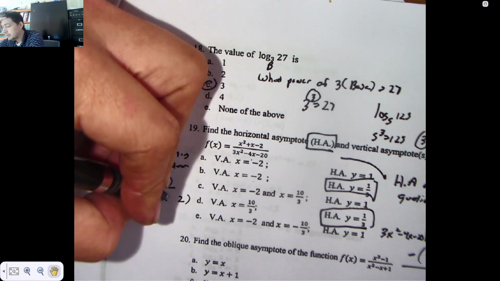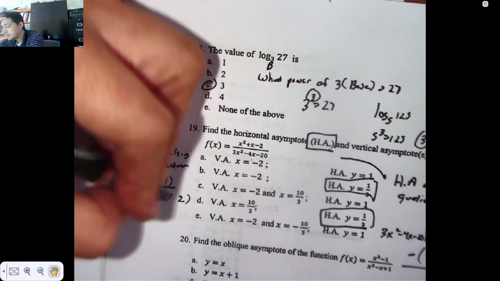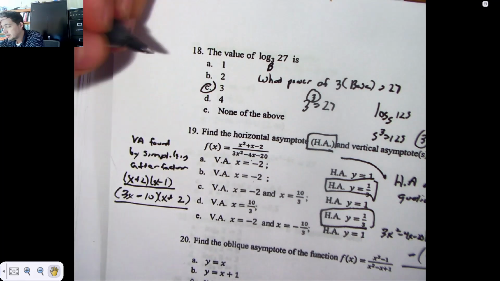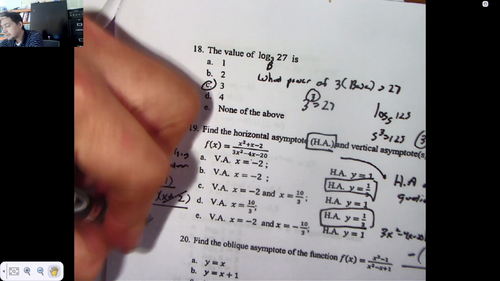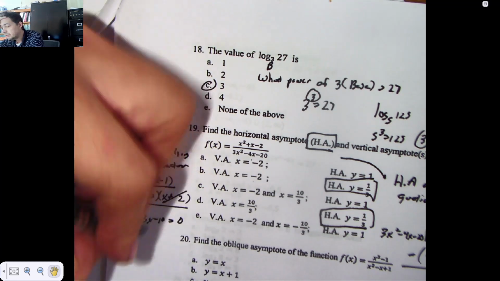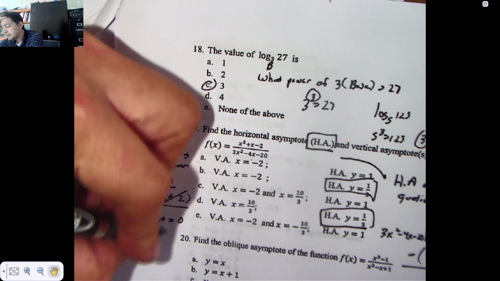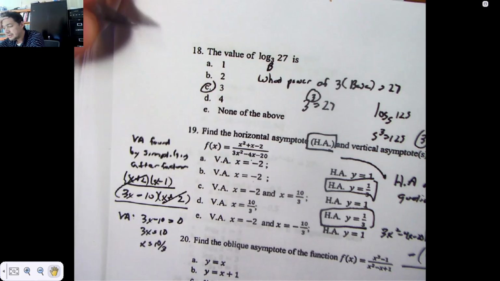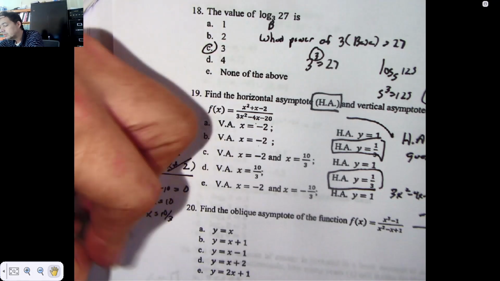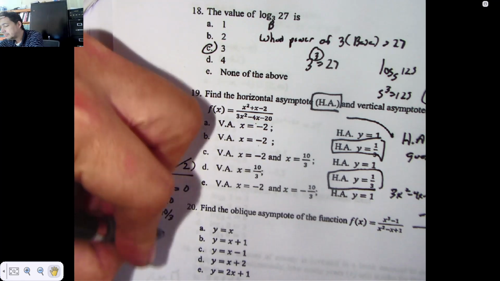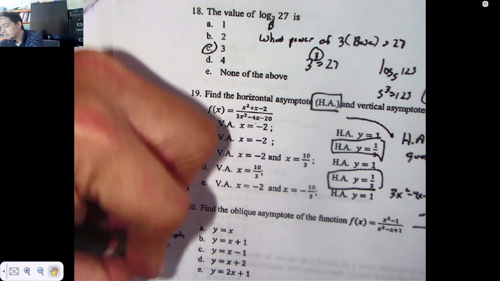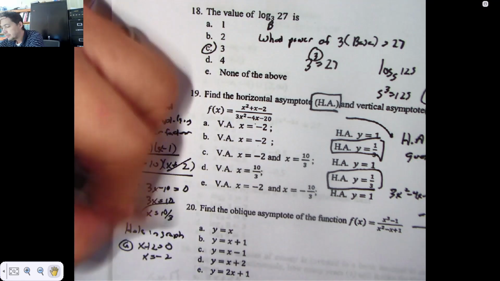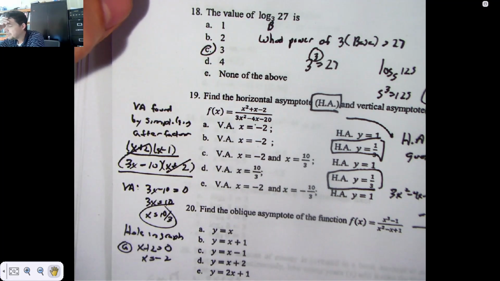We want to be negative 4x, so plus 2 minus 10. And what cancels here is these two. The VA is at 3x minus 10 equal to 0. So 3x is 10, and x is 10 thirds. I seriously doubt you'd be asked here, but the hole in the graph is at x plus 2 equals 0, or x equals negative 2. They just wanted the vertical asymptote, which is at 10 thirds.